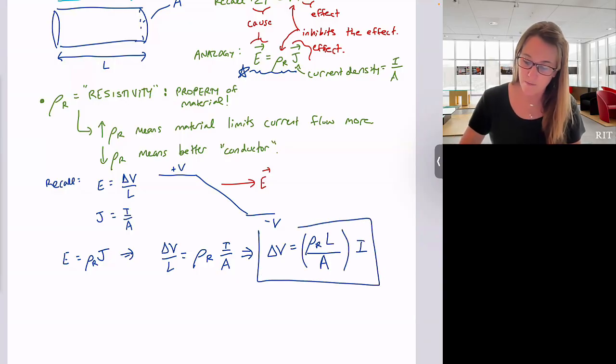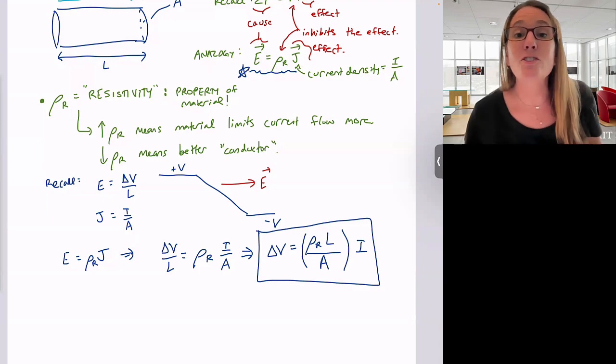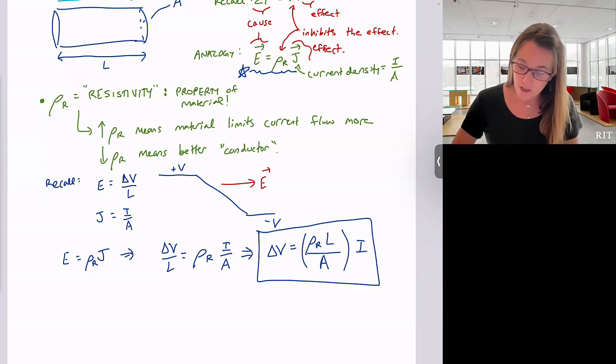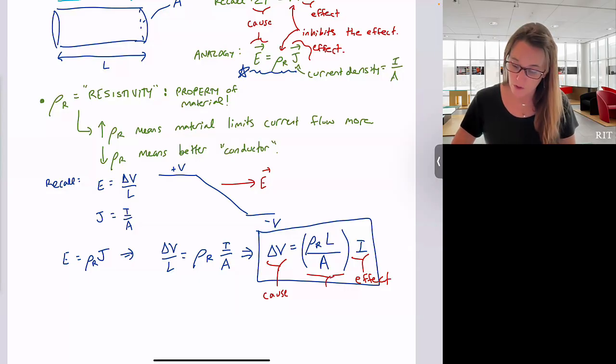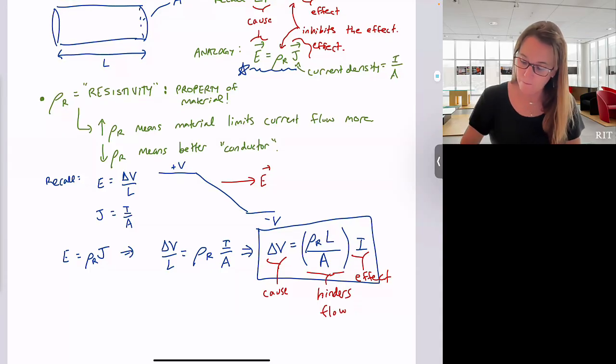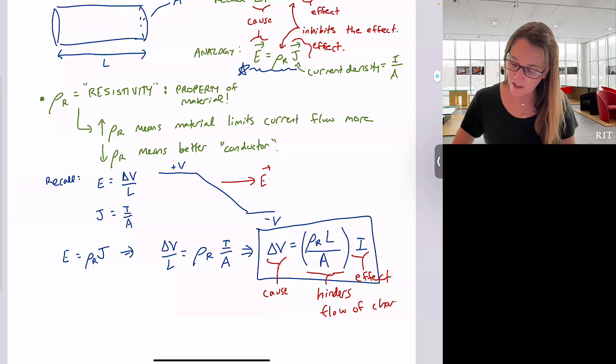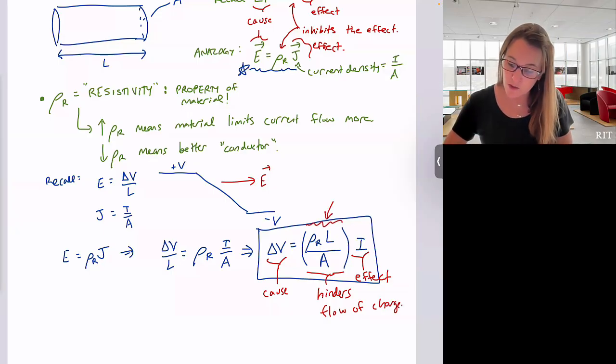So I'm going to box that. And this is just another way of looking at cause and effect, right? Delta V is our cause and I is our effect. This is our current. And this is what inhibits the charge flow. So this is hindering the flow of charge. And so what we actually see here is that this is what we're going to call the resistance.